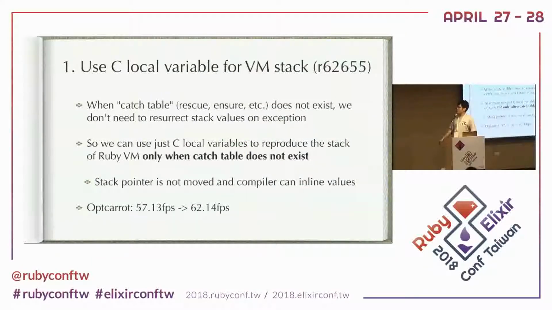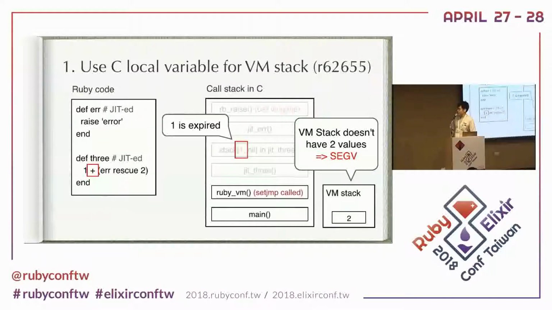So we only do this optimization when the method doesn't have rescue or ensure or things like that. It's implemented as a catch table internally. So if it doesn't have rescue or ensure or similar things, we can improve the performance. So it's an important performance optimization in the preview too.